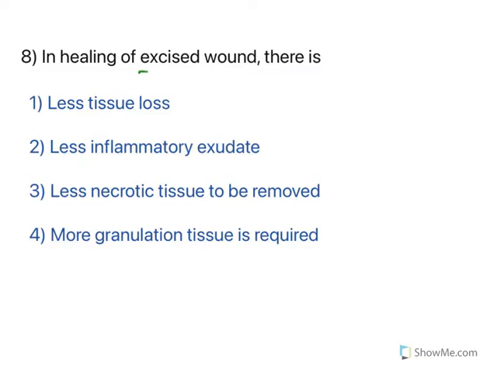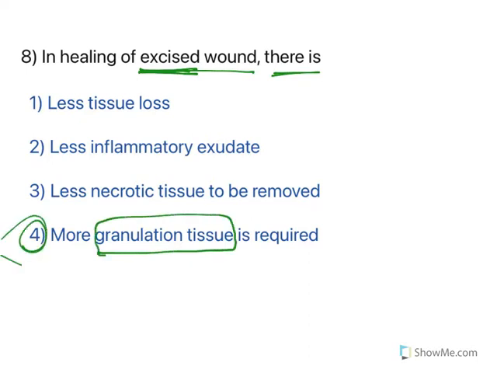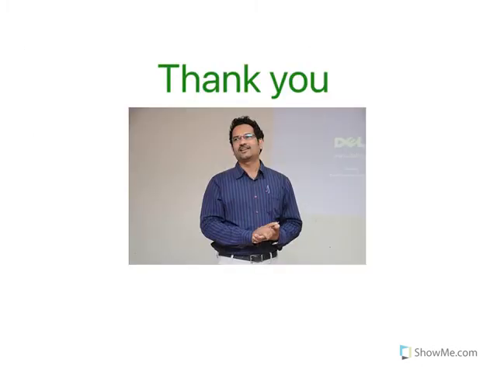In healing of an excised wound, excise means to cut away, an injured wound. In healing of that injured wound, what happens? See, the important thing is granulation tissue is required for healing of a wound. So, the answer is this one. Less tissue loss is not it, less inflammatory exudate, no. Necrotic tissue to be removed, no. The answer is only granulation tissue is required. So, these 8 questions were tested in GPAT 2021.